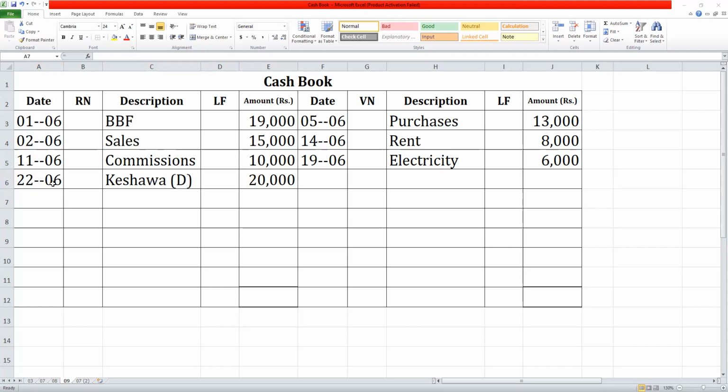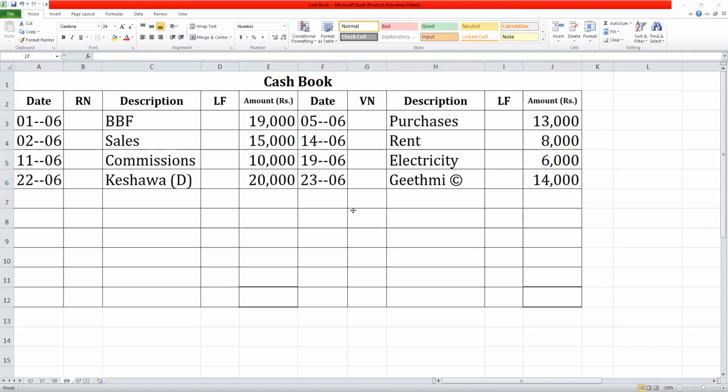Next is Geet Me, a creditor. It is debited. Then what is it? We have paid Geet Me. It's a payment in the cash book. 23rd of June, Geet Me. Within brackets, you can write creditor. 14,000. Okay? Good.